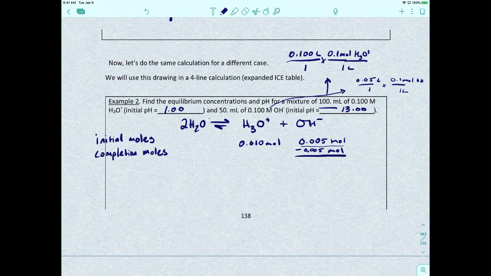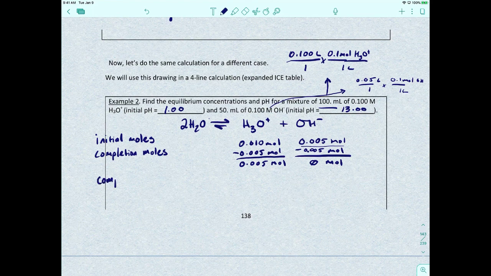Okay, so if we subtract those two, we should be left with no moles of hydroxide ion. And if we subtract 0.005 moles of base from the acid, we should be left with 0.005 moles of acid left. All right, so that's assuming we go all the way to completion.